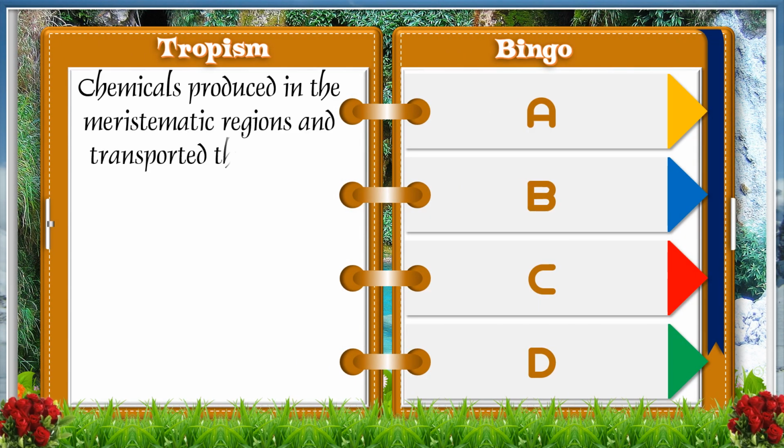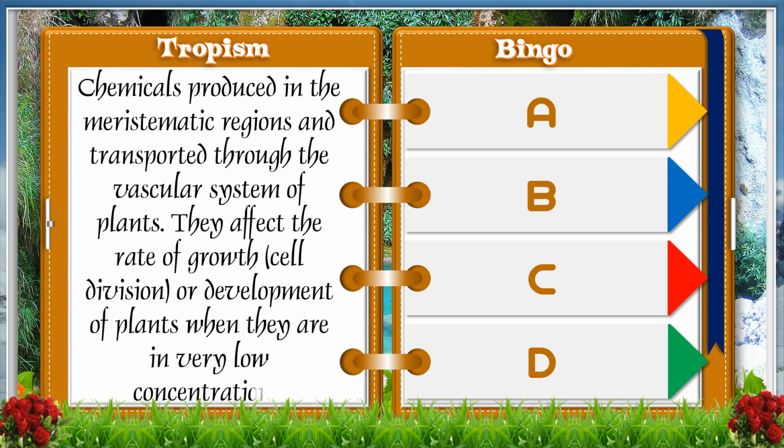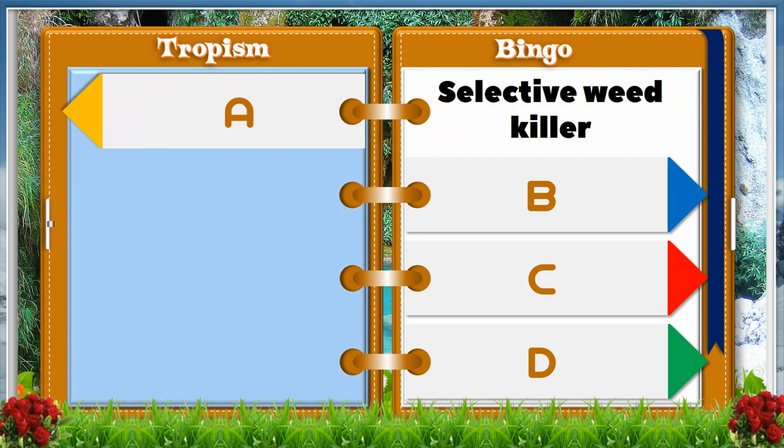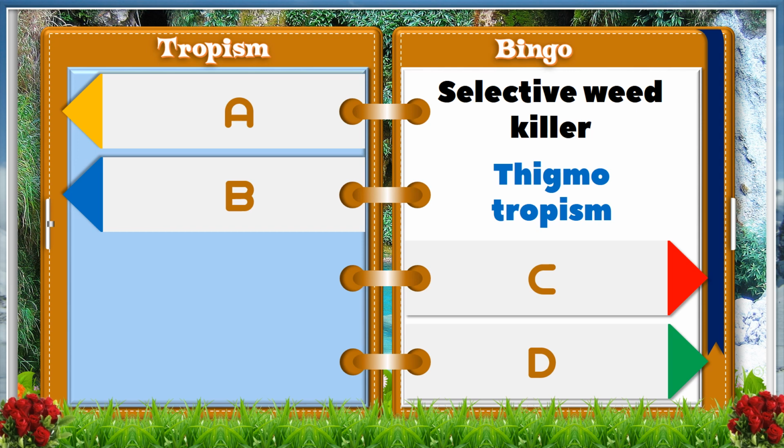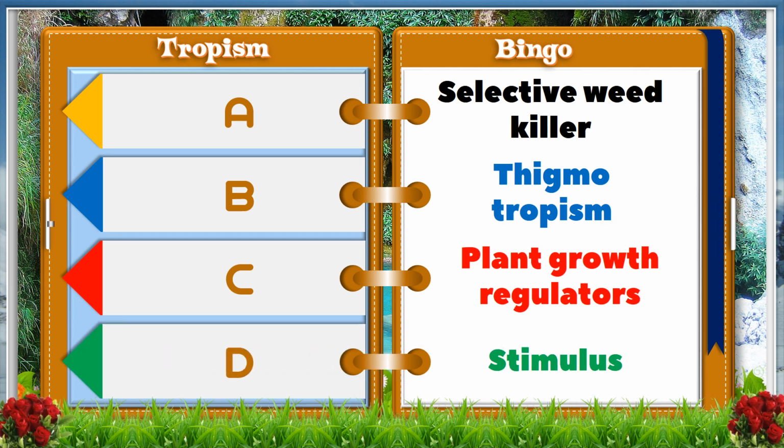Chemical substances produced in the meristematic regions and transported through the vascular system of plants. They affect the rate of growth, that is cell division, or development of plants when they are in very low concentration. A. Selective weed killer. B. Thigmotropism. C. Plant growth regulators. D. Stimulus. And the answer is C. Plant growth regulators.